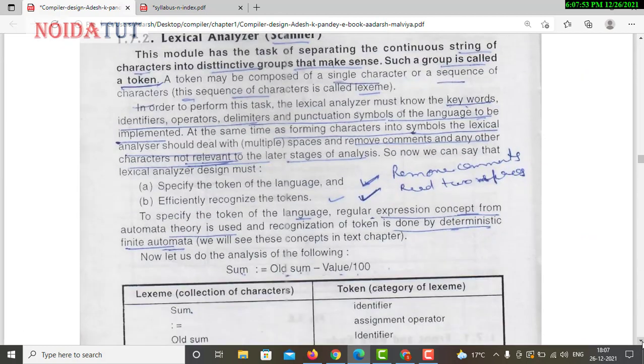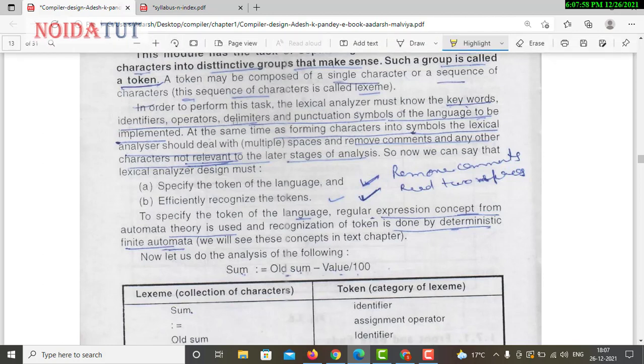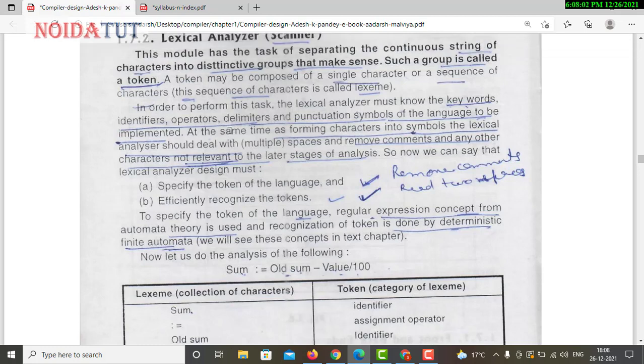Now proceeding further, we were working on the lexical analyzer. We have seen what this lexical analyzer is. This is the scanner. That is, it is going to scan each and every word and character of the program. Then it is going to remove the comments, and then it is going to remove the spaces.